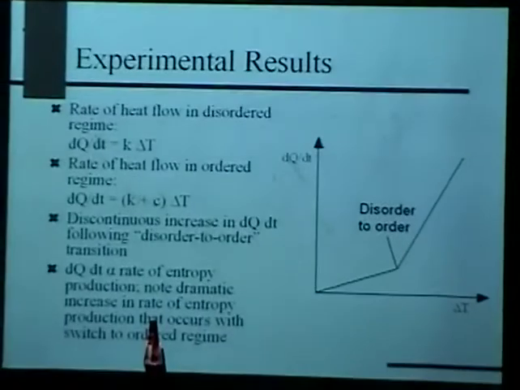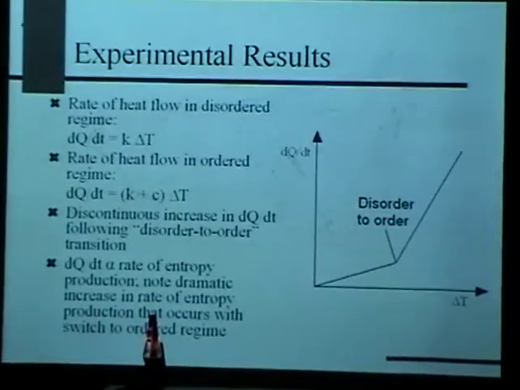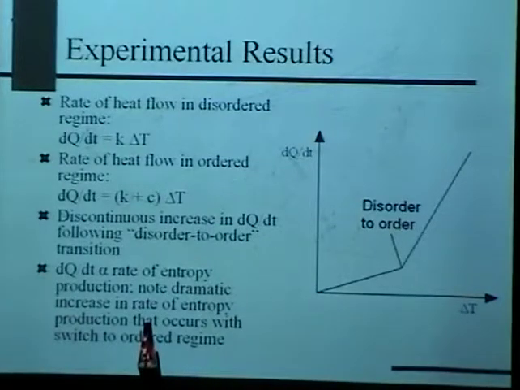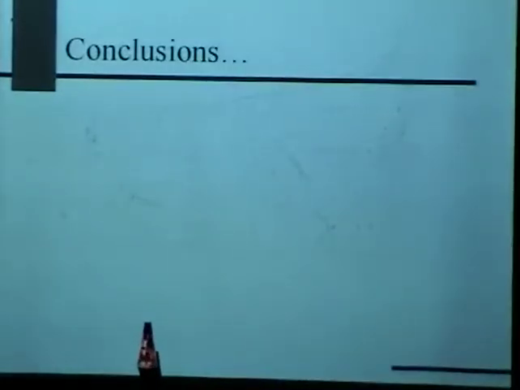Now if you think about the rate of heat flow, what is the significance of that? Remember, heat flow goes like entropy. So the rate of heat flow is proportional to the rate at which entropy is produced. Note the dramatic increase in the rate of entropy production that happens with that switch from the disordered regime to the ordered regime. It seems like the system will produce entropy at a much faster rate once order is created.